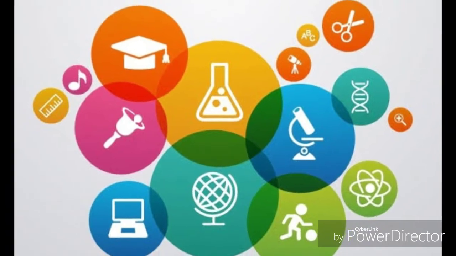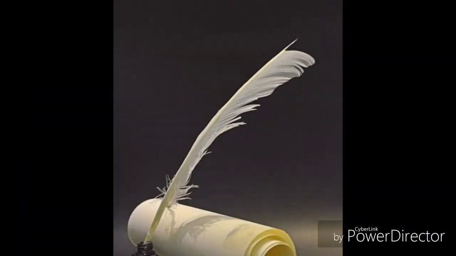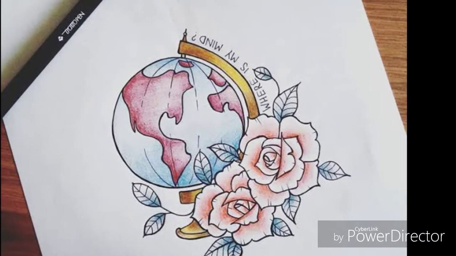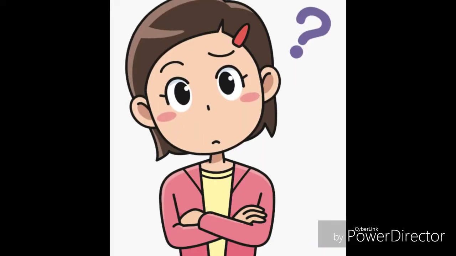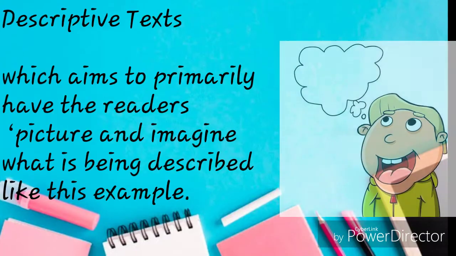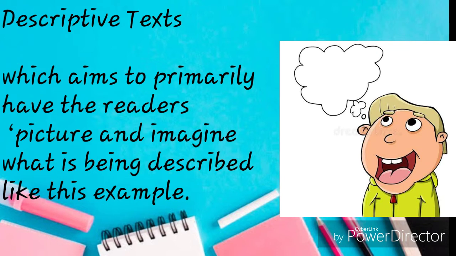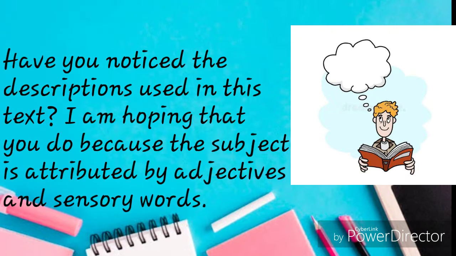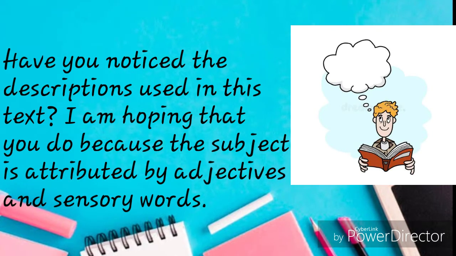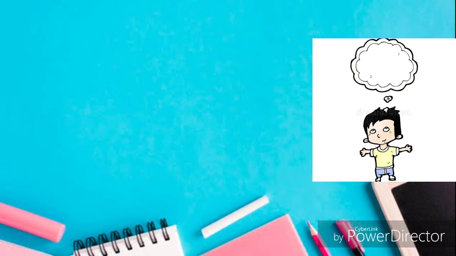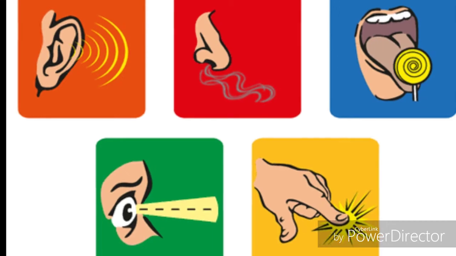And since you are a 21st century learner, it is your obligation to use the pen to make the world a much safer place to live. But probably you are wondering right now how to do that. Well, you should begin by knowing the different types of text, beginning with descriptive text, which aims to have the readers picture and imagine what is being described. Like this example. Have you noticed the descriptions used in this text? I'm hoping that you do, because the subject is attributed by adjectives and sensory words.